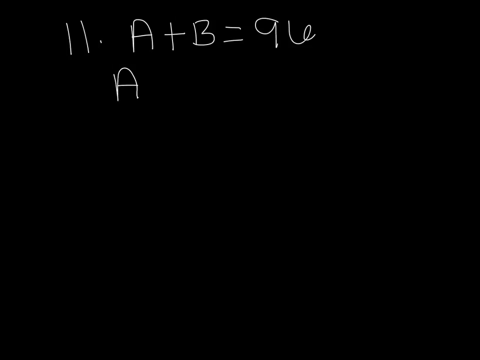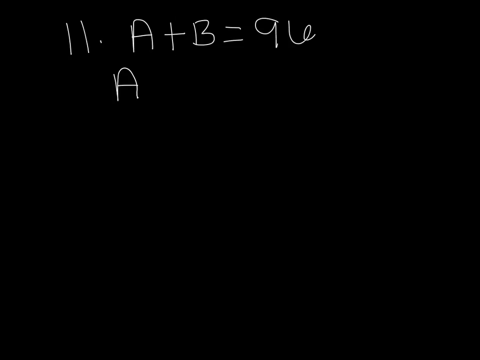Now let's look at something like number 11. With number 11, it tells you that two consecutive odd integers sum to 96. So I'm going to start this one off the same way that I started off the last one. But this time, I know that I am looking for odd integers. So let's just say a.